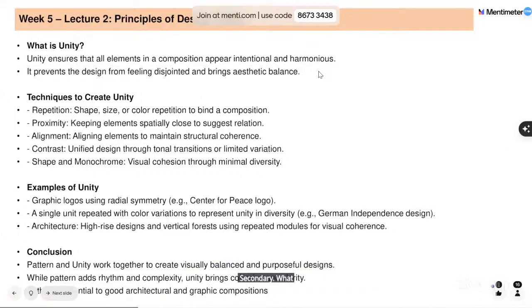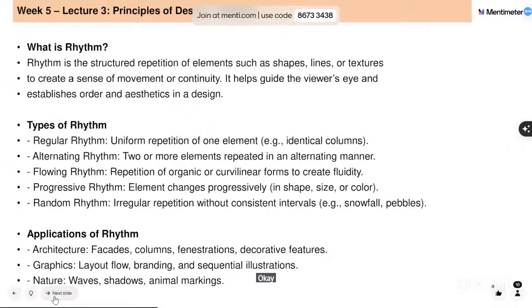What I mean is, you may probably use, say, shape as an element of architecture, and then you will use repetition as a principle to create another principle called unity. So it will always be multiples or in multiple layers. Okay. Then we saw what is rhythm.